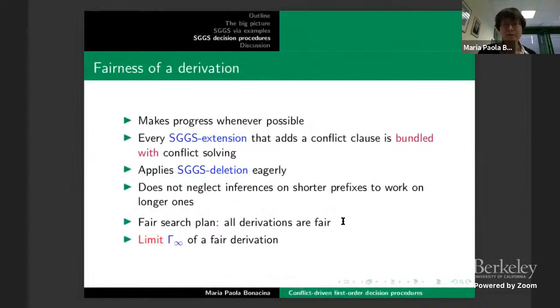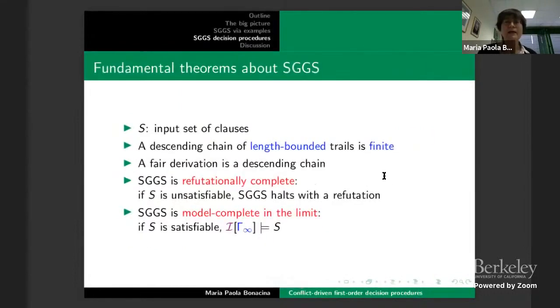Then, in order to get a decision procedure, we also need fairness of a derivation, which means progress is made whenever possible. If an extension adds a conflict clause, the conflict-solving inferences follow immediately before any other extension. Deletion is applied eagerly. It does not happen that the strategy neglects inferences on shorter prefixes of the trail to work on longer ones. And finally, if we have a fair search plan, all derivations are fair, and we can define the limit of a fair derivation, which of course may be infinite because the problem is only semi-decidable in general. Now, there are three fundamental theorems about SDGs.